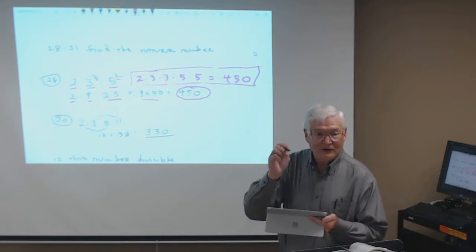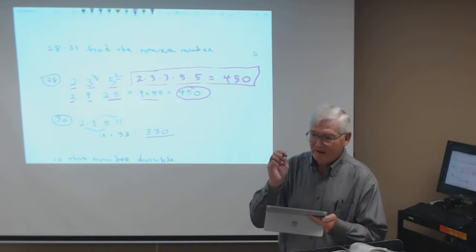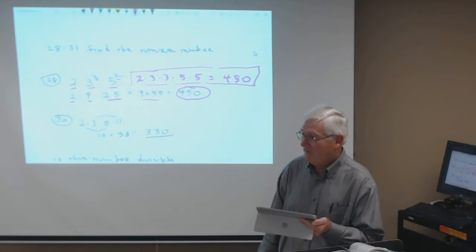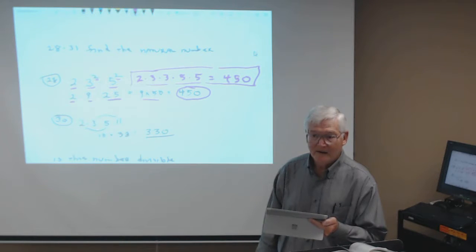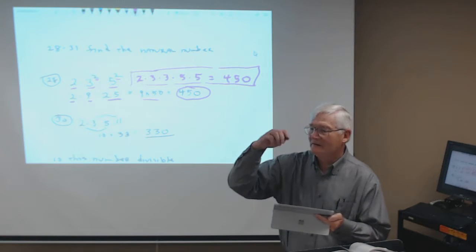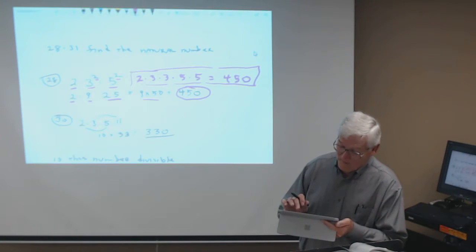If you don't believe me, get your calculator out and punch 2 times 3 times 3 times 5 times 5 and tell me what you get. Do you get 450? Yes. And you don't like it because it doesn't fit your little frame of reference. Well, you need to adjust your frame of reference.